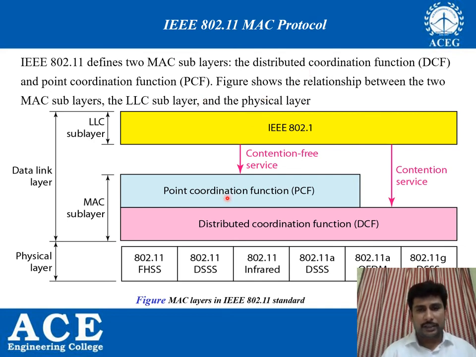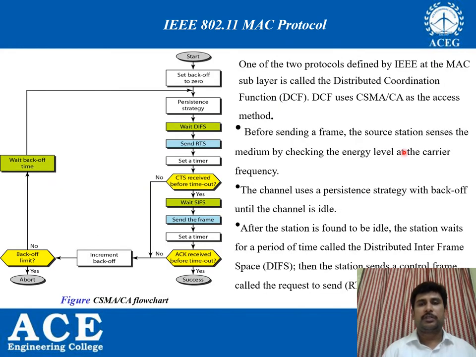Here in the figure, it shows you the relationship between the two MAC sublayers, the logical link control sublayer of the data link layer, and the physical layer. We'll talk about the physical layer in a later part, but let us try to understand the two MAC sublayers. The first type of MAC sublayer is referred to as distributed coordination function. One of the two protocols defined by IEEE at the MAC sublayer is called distributed coordination function, which uses carrier sense multiple access with collision avoidance, which we discussed in our previous class.